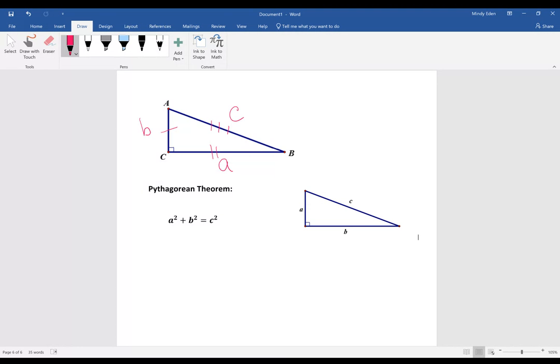So what it says is that if you add the squares of the two legs together, it will equal the hypotenuse squared. Remember, a is a leg, b is a leg, and c is called the hypotenuse.